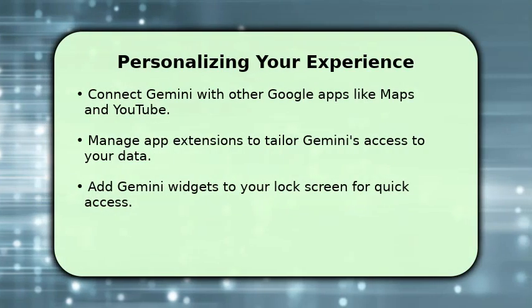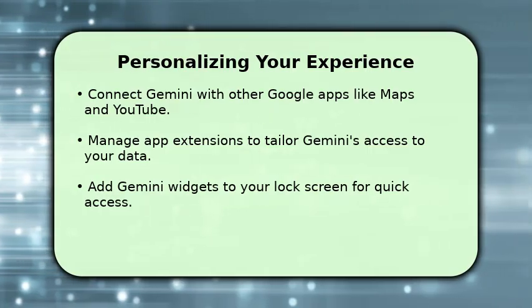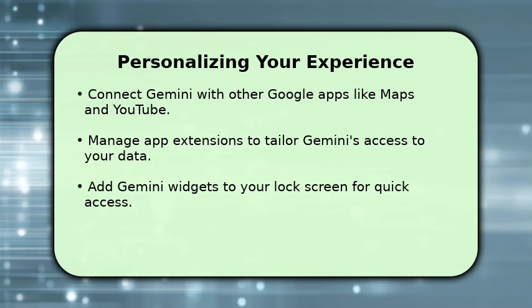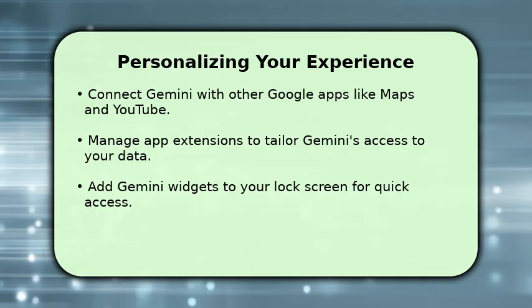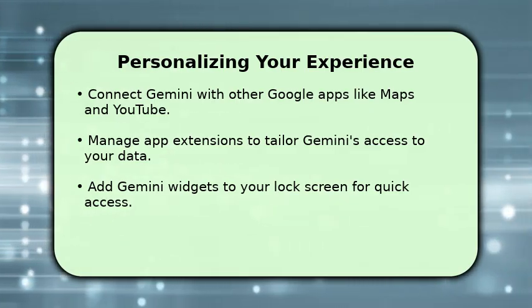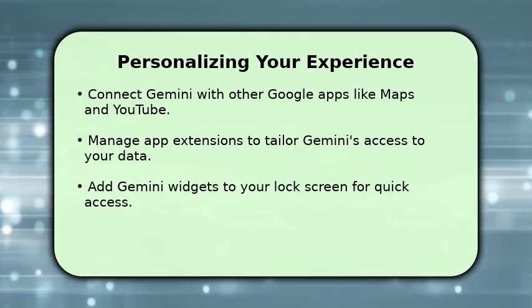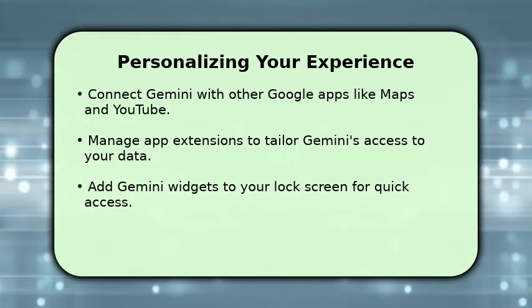To personalize your Gemini experience, you can connect it with your favorite Google applications, such as Maps, Gmail, and YouTube, through extensions. This allows Gemini to pull relevant information seamlessly. You can also manage these extensions by toggling them on or off in the settings. For even faster access, add Gemini widgets to your iPhone's lock screen, providing instant shortcuts to key functions.